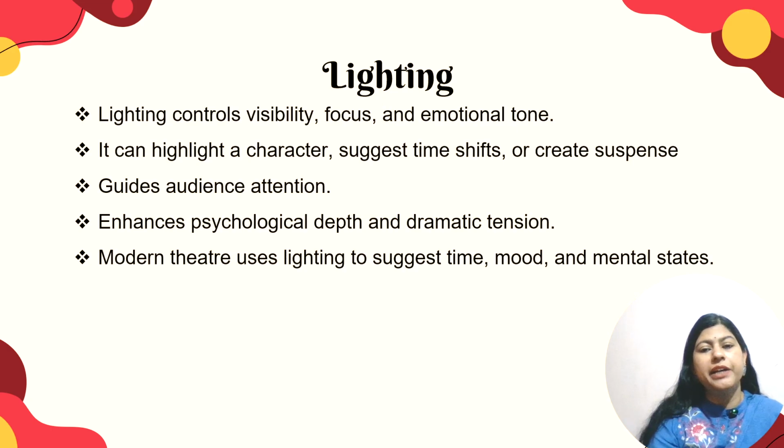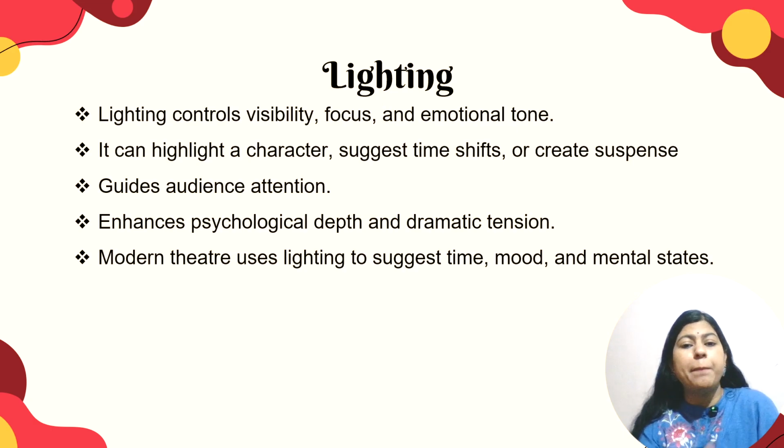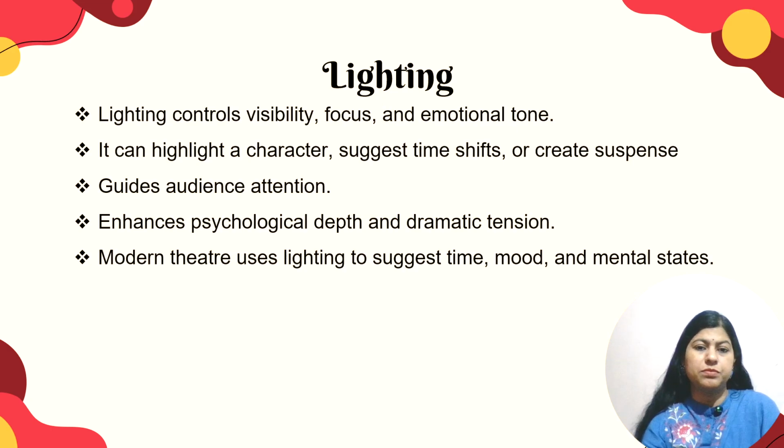Let's understand it with the example of Hamlet's soliloquy. We find a spotlight on Hamlet that isolates him from the rest of the stage. So here lighting visually represents his inner turmoil and loneliness. On the other side, you can say Macbeth, where dim lighting drenches the stage in shadows and highlights the corruption, even moral darkness.